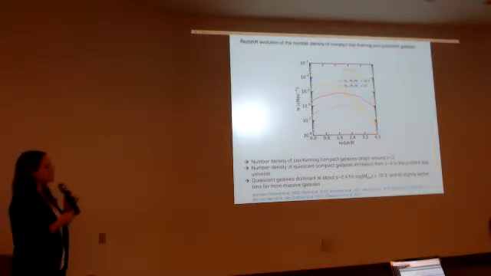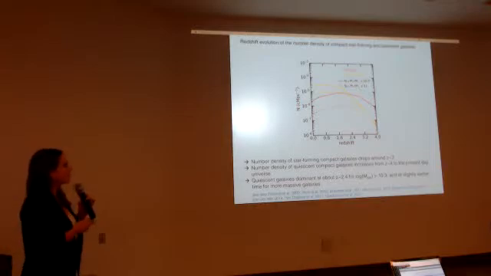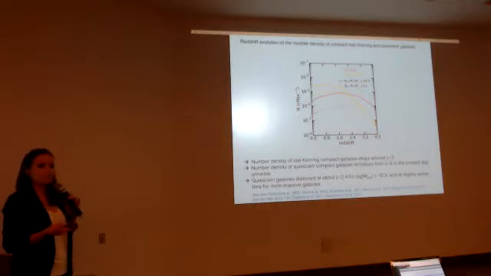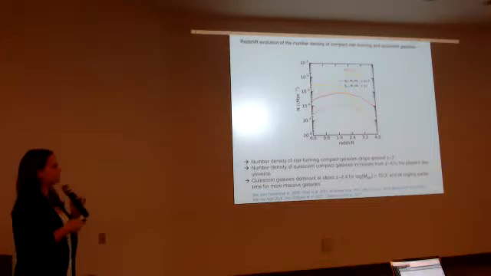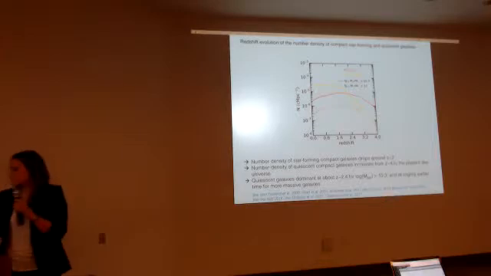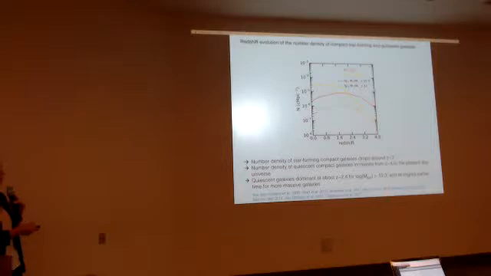Here I have to say that if you're familiar with this kind of diagram, normally the normalization is a bit higher, but here I'm selecting only the most compact galaxies, so that's why I have fewer galaxies. But this is consistent with all these papers.